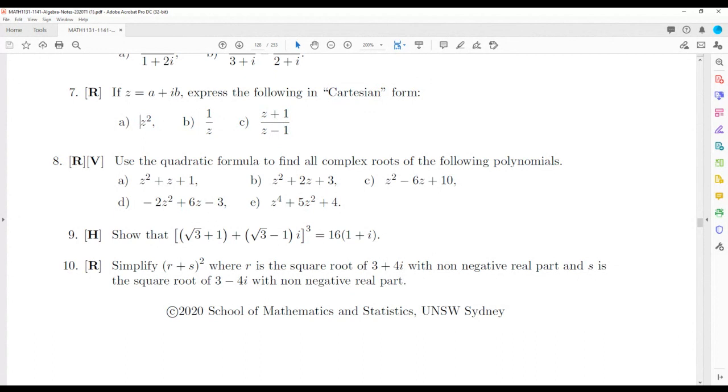Okay, so let me share my screen with you, and we can have a look on the document camera. So the most important thing is don't freak out, right? When you see complex numbers, some students go, oh, it sounds so complicated, but actually it's pretty good. Okay, so question 7.